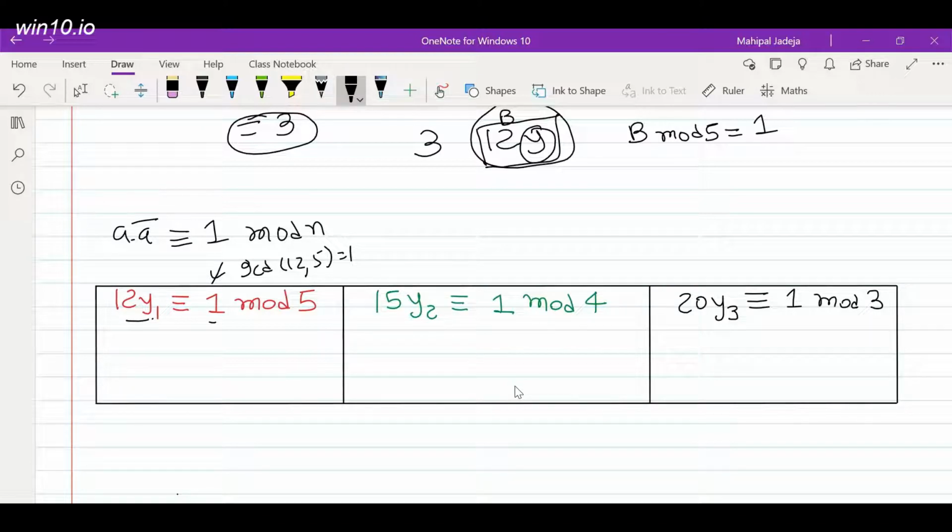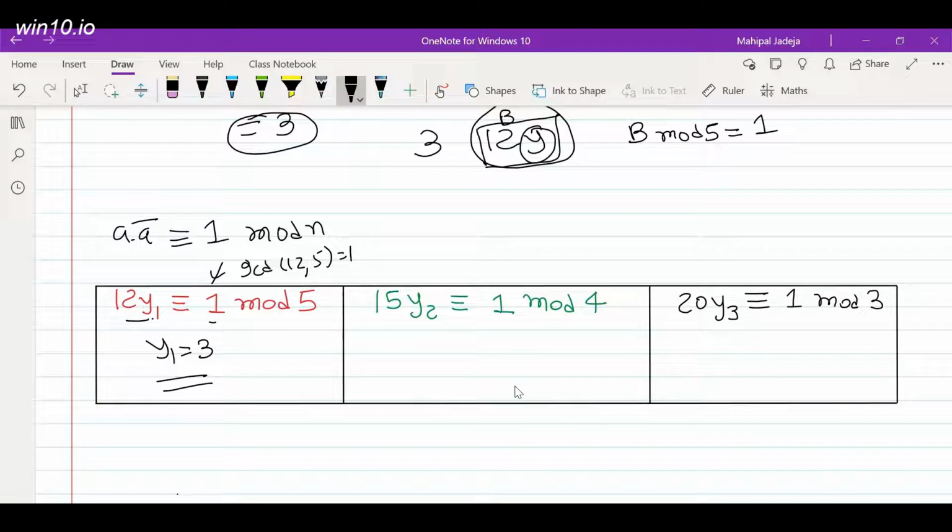Okay, so let's try. If I substitute y1 equal to 1, then I will get 12 modulo 5, which is nothing but 2. So y1 equal to 1 won't work. Similarly, 24 modulo 5 is 4, right? So it won't work. If I substitute y1 equal to 3, let's say, then I am getting 36, right? And 36 modulo 5 is actually 1, right? So I can say that the value of y1 is nothing but 3.